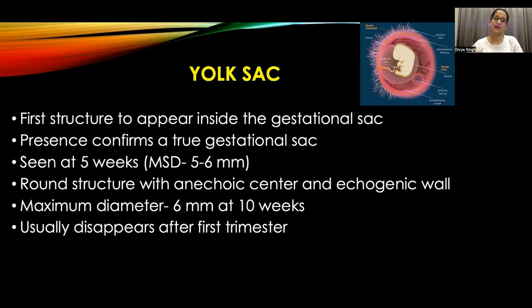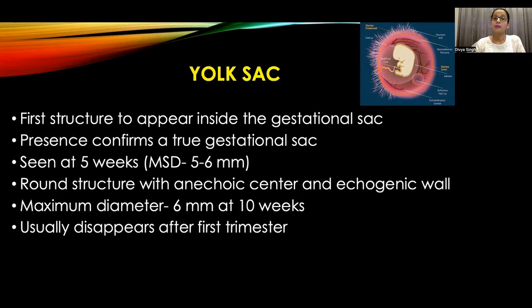Now, once it appears between 5 to 6 weeks, it gradually increases in size to reach a maximum diameter of 6 millimeters at 10 weeks of gestation, following which it decreases in size and usually disappears after the first trimester.